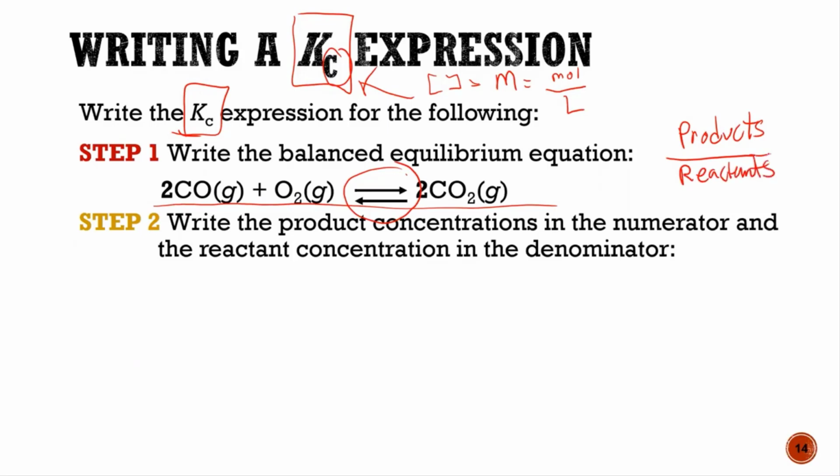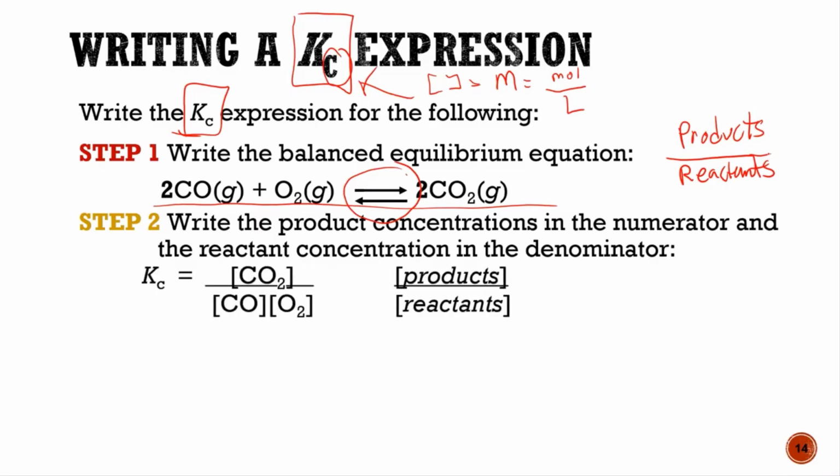Just remember that ratio, products over reactants. Now, it's not that simple. It's a little more complicated, but if I remember products over reactants, it becomes a lot easier. So in this case, the product is CO2. They put it in brackets, because brackets measure concentration in terms of molarity. They have bracket CO2, because that represents the concentration of the CO2 gas that is a product. The reactants, carbon monoxide and oxygen gas, are put in brackets as well.